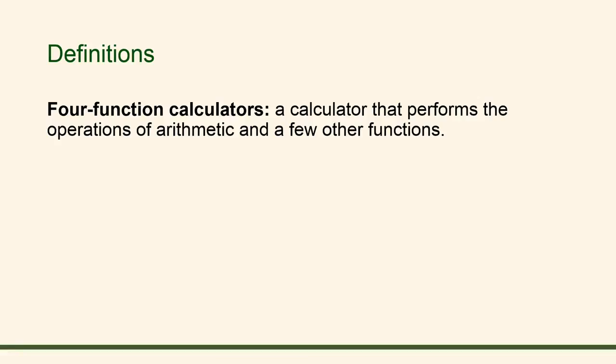Definition: four function calculators. A calculator that performs the operations of arithmetic, add, subtract, multiply, and divide, and a few other functions. These types of calculators are pretty much your most basic calculator out there. The next step of a calculator would be considered a scientific calculator. And then beyond that, you have the more expensive calculators which can graph and do some high-level mathematics.